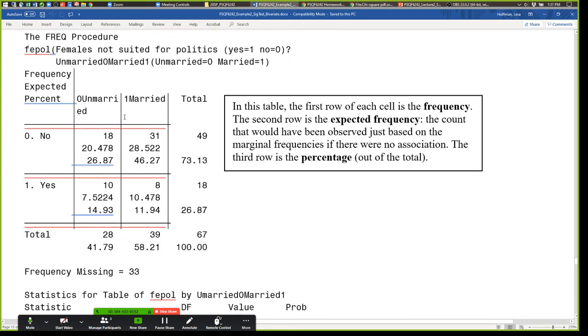So then we end up with a table that looks like this, where I have one of the variables here. This is whether or not females are suited for politics. It's phrased as not suited, so if you say yes, they're not suited, that means women are not suited for politics. No means no, they are not unsuited. I know. I didn't make this up. This is a terribly worded variable. And then the other variable I picked was whether or not they're married.